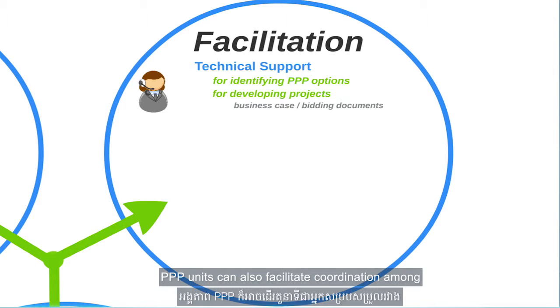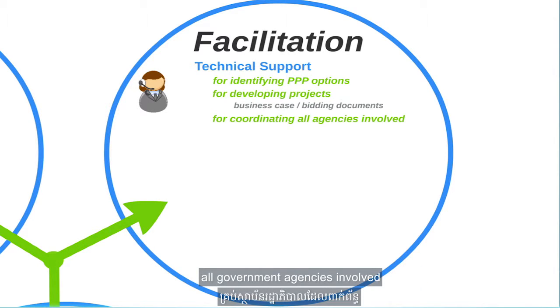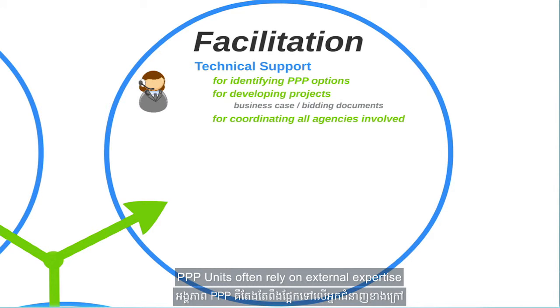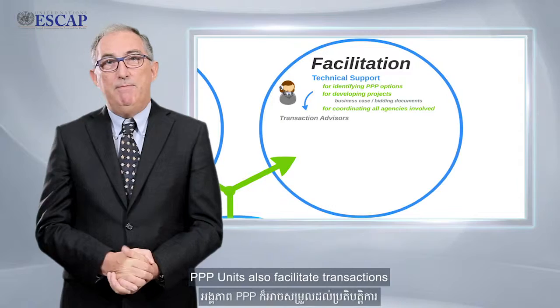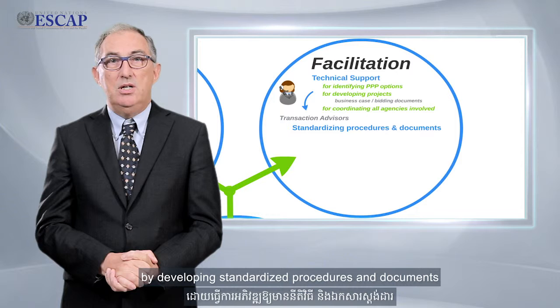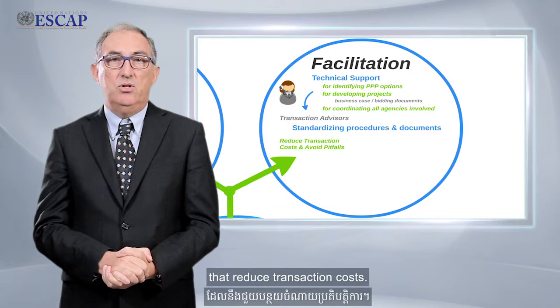PPP units can also facilitate coordination among government agencies involved in the development of a project, which can be a long, long list, often including line ministries, planning ministries, ministries of finance, environment departments, law ministries, and so on and so on. To provide this technical support, PPP units often rely on external expertise and appoint transaction advisors for this purpose. PPP units also facilitate transactions by developing standardized procedures and documents that reduce transaction costs.